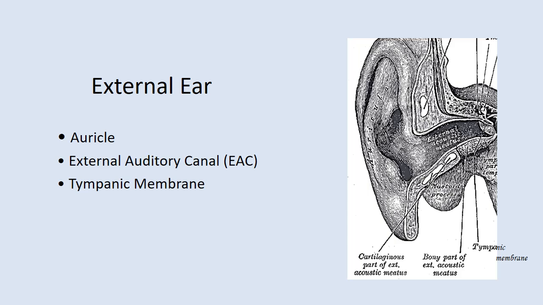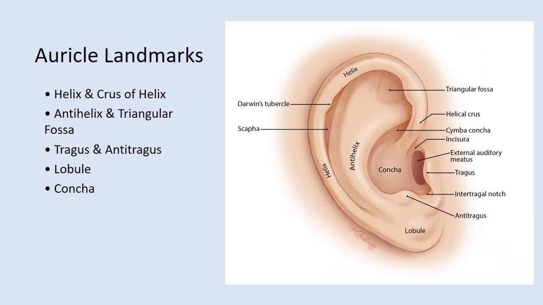We begin with the external ear, which consists of two main parts, the visible auricle and the external auditory canal. First, the auricle. It's not just a flap of skin, it's a complex piece of cartilage with distinct landmarks that are important for surgical incisions and reconstructions. We have the outer rim, the helix, which starts here at the crus of the helix. Moving inwards, we have the antihelix, which splits to form the triangular fossa above.